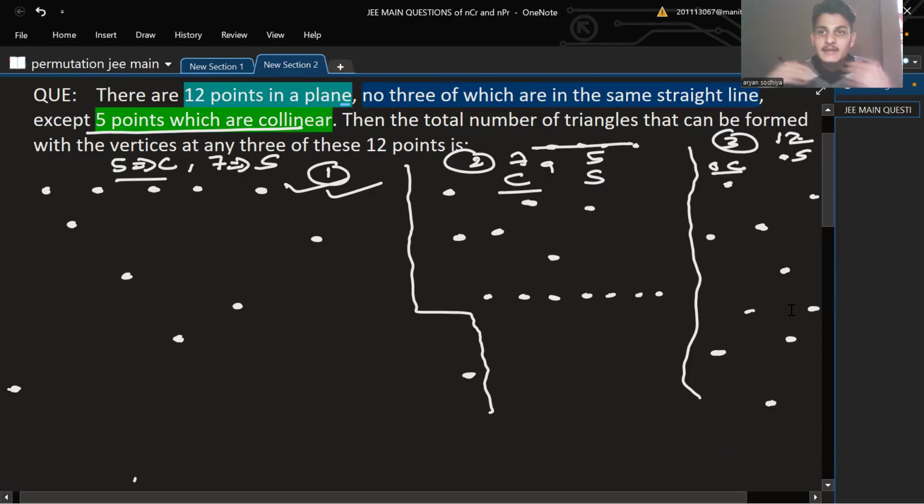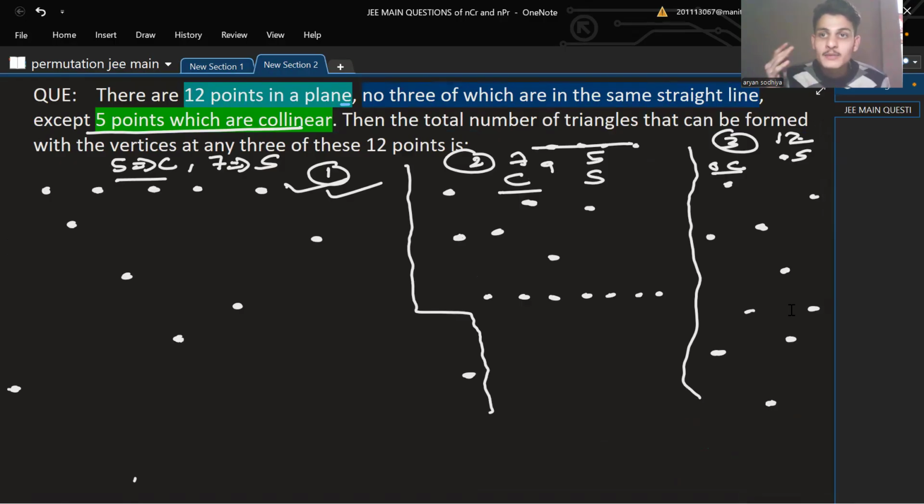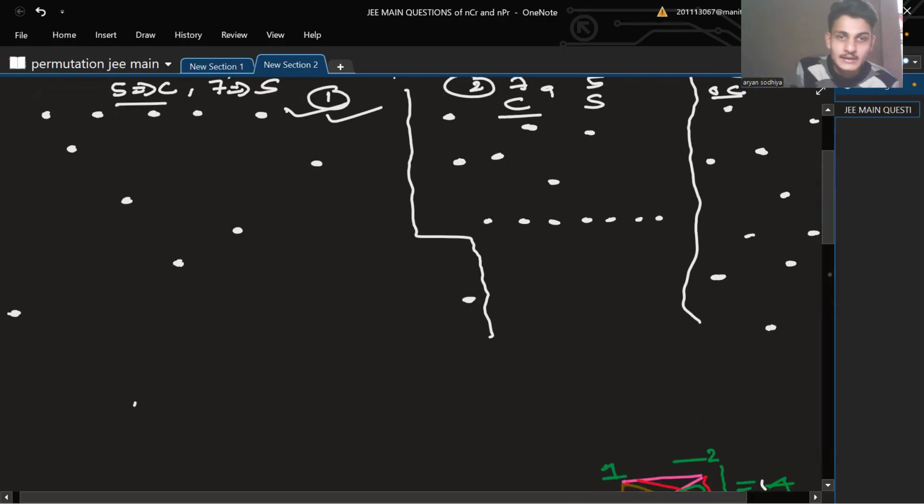So as many groups as I can make of 3 points from the group of 12 points, that would be the number of triangles. But here's a twist. If the points are collinear, then they do not make a triangle. If 3 points are non-collinear like this, they will surely make a triangle. But if they are collinear, they will not form a triangle. That is the twist here in this question of JEE Main.